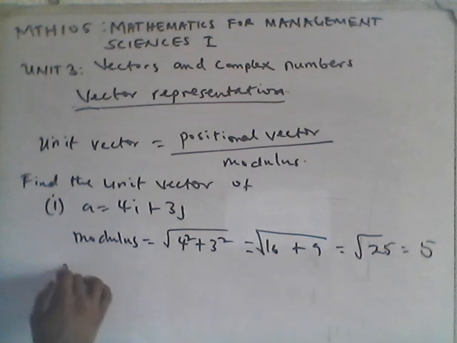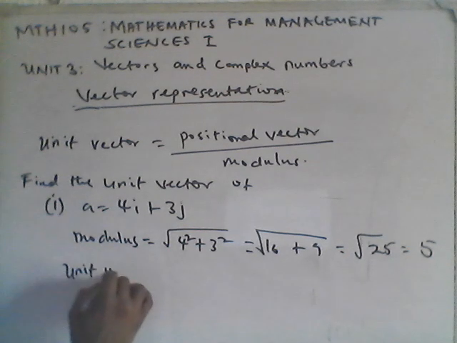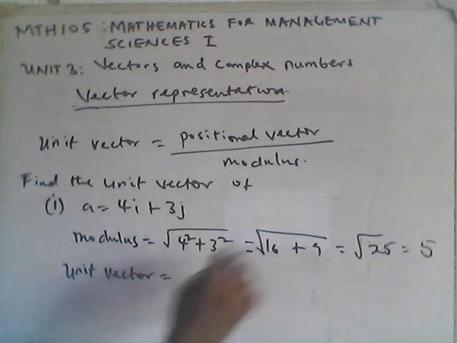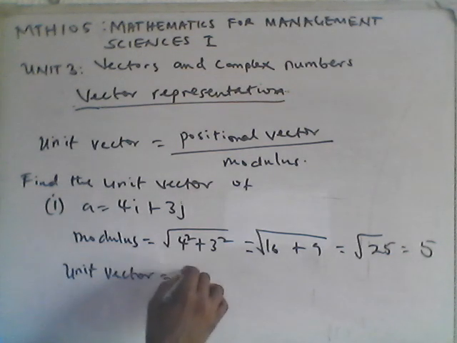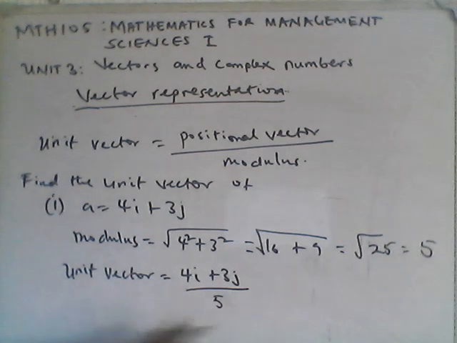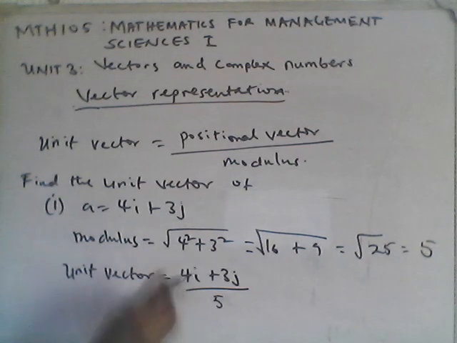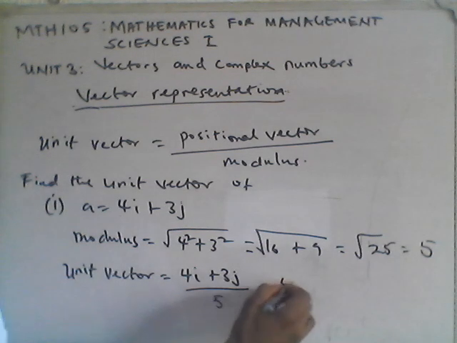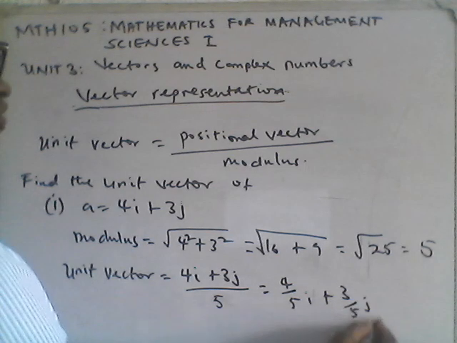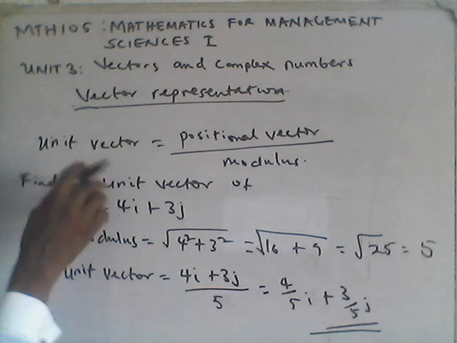Now to find the unit vector, I'm going to divide this one by 5. So I will say 4i plus 3j all over 5. Of course, you can split it into two components, the same thing as saying 4 over 5 i plus 3 over 5 j. So this is the answer. This is the unit vector of this particular vector.